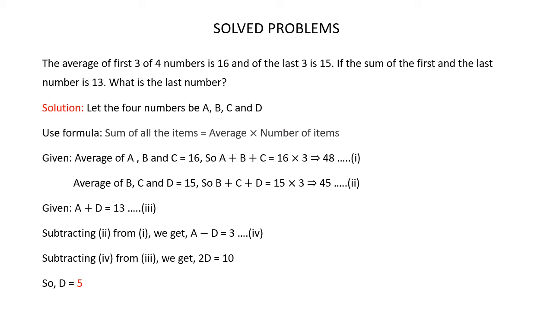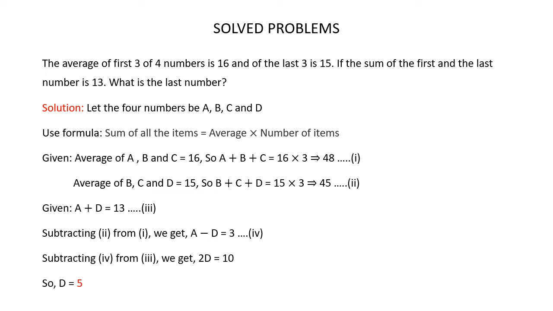Now you know that a plus d is equal to 13 and a minus d is equal to 3. Now you are asked to find the last number d. So you have to eliminate a from these equations. To do that, subtract equation 4 from equation 3. Then a will become minus a, minus d will become plus d, and 3 will become minus 3.